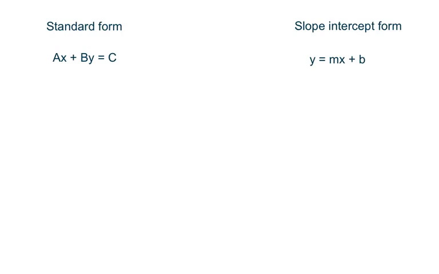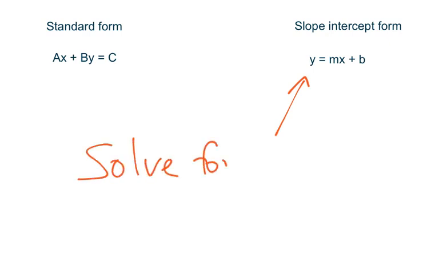Okay, in this video we're going to go from standard form to slope intercept form. And in order to do that, you'll notice that in slope intercept form, y is all by itself. So when you get a variable all by itself, it's called solving for that variable. So we're going to solve for y. That's really what we're doing.